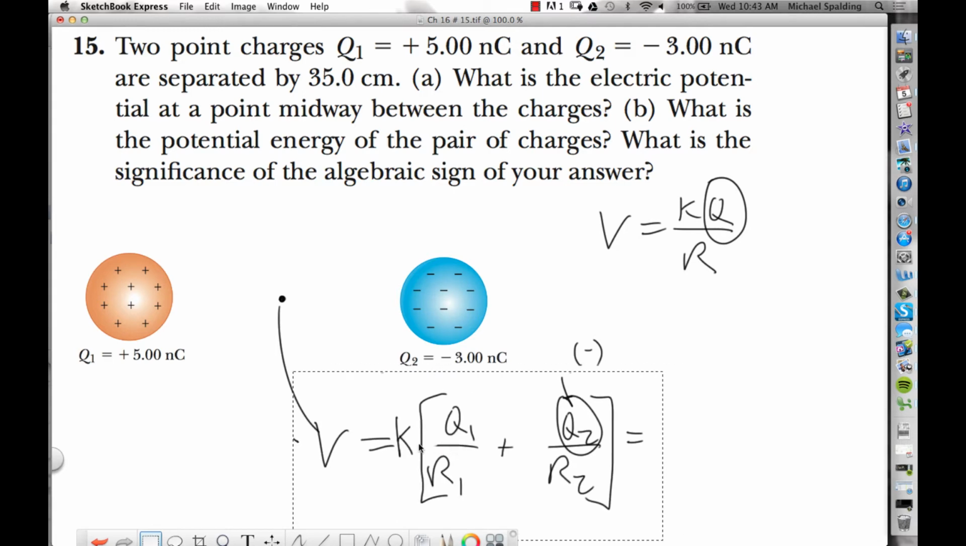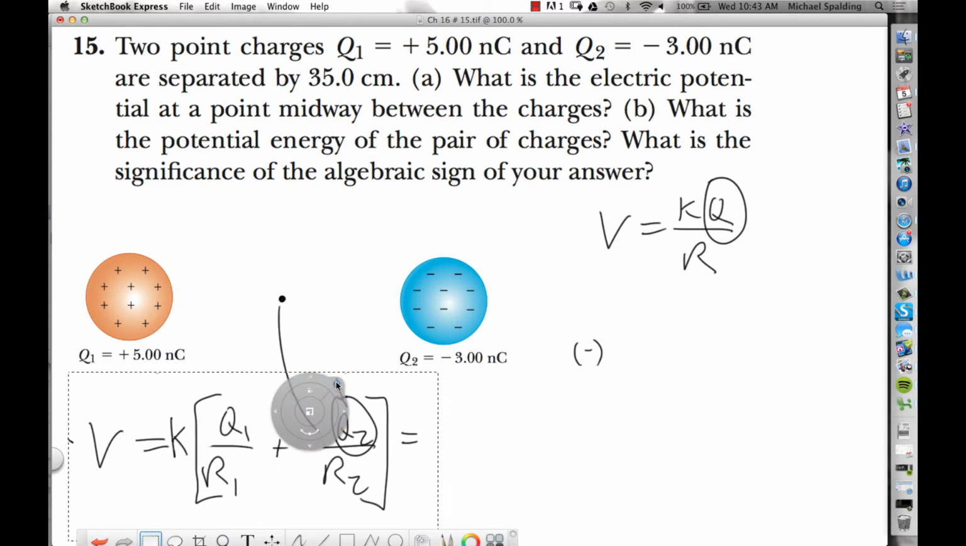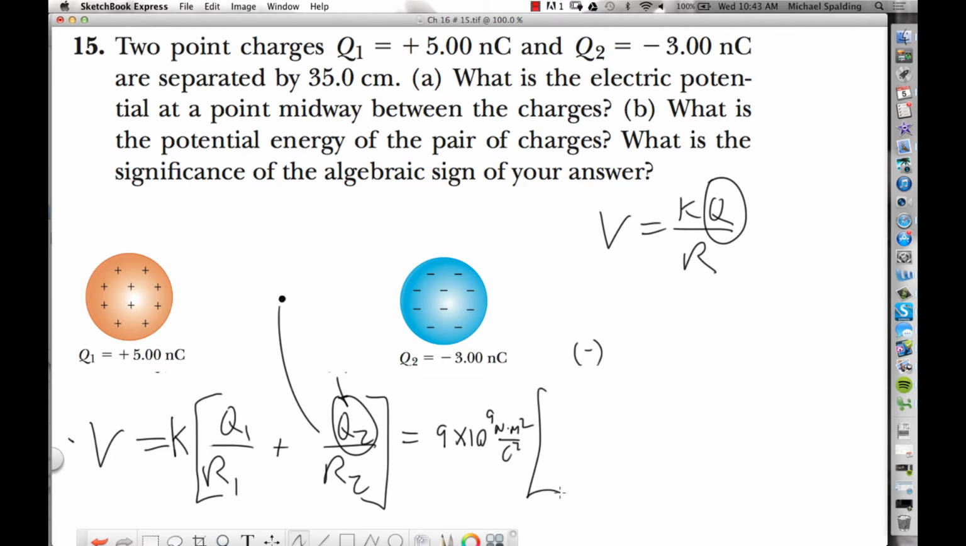Scoot this over here. So when you plug in, K is 9 times 10 to the 9th Newton meter squared over Coulomb squared. All right, so charge 1 is 5 times 10 to the negative 9 coulombs. Now, what's R1? That's going to be the distance here, which is half of 35 centimeters, which is 0.175 meters, right? That distance is 0.175 meters.